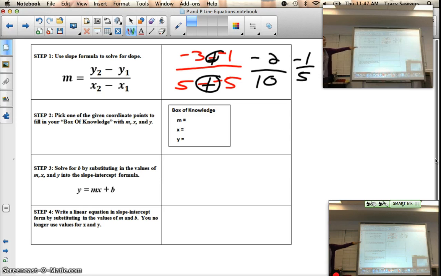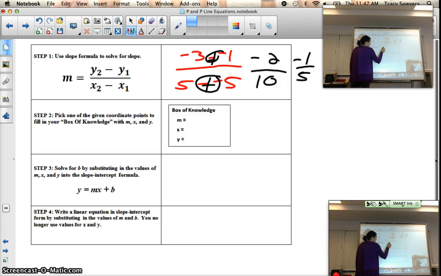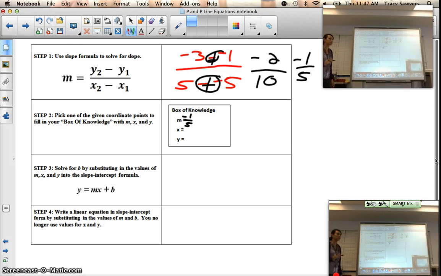All right. The next step is to fill in this box of knowledge. Okay? So we need to fill in everything we know. Well, we just figured out what slope was, right? -1/5. My box of knowledge was too small.